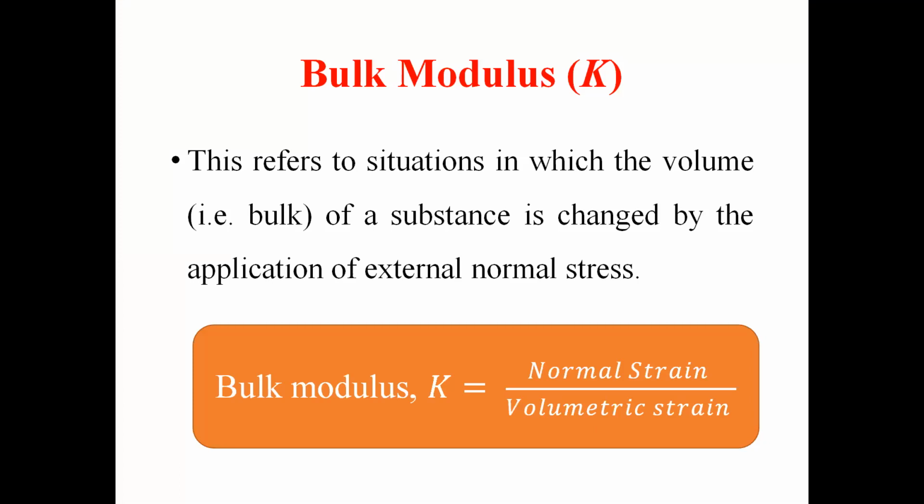Bulk modulus, indicated by capital K. This refers to the situation in which the volume of a substance is changed by the application of external normal stress. That means bulk modulus capital K equals normal stress divided by volumetric strain. The ratio of normal stress and volumetric strain is called bulk modulus. The symbol of bulk modulus is capital K.